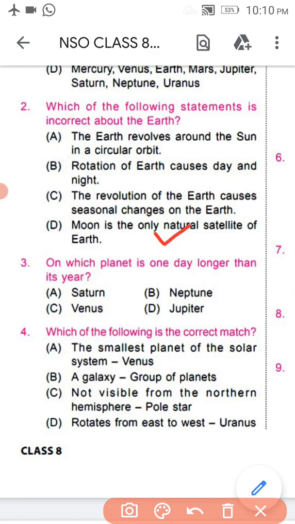The revolution of Earth causes the seasonal change. This is also correct. Rotation of Earth causes day and night. This is also correct. The Earth revolves around the Sun. Though Earth revolves around the Sun, it is not a circular orbit. So your answer, option number A, will be the correct option.